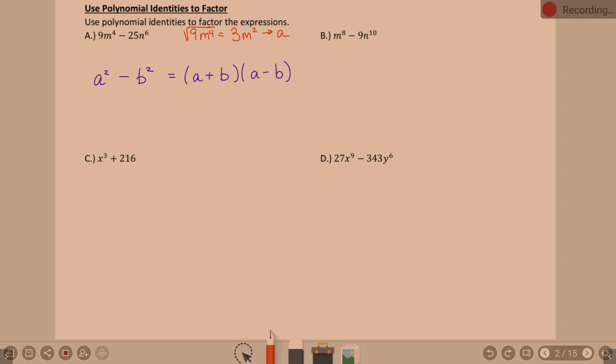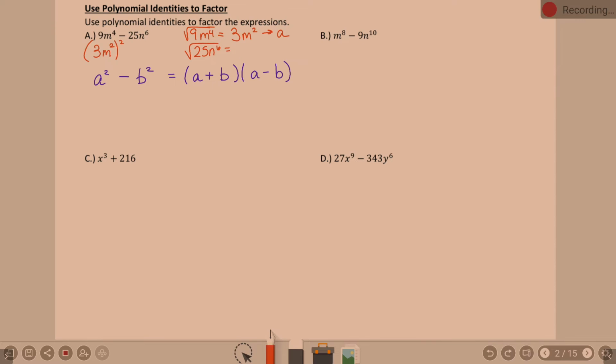Okay, in other words, I could think about 9m to the 4th as being 3m squared quantity squared. Okay. What about b then? Square root of 25n to the 6th. The minus is just part of the form of the problem. So don't ever throw that minus in there. It is going to cause grief there.